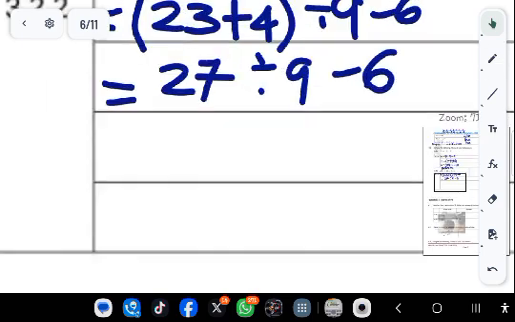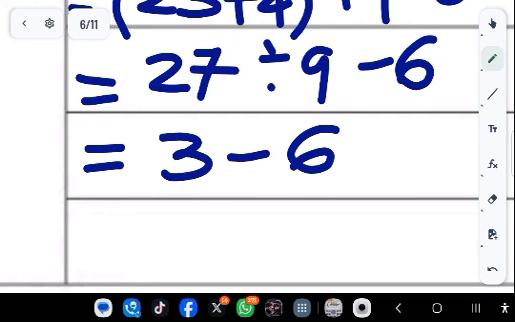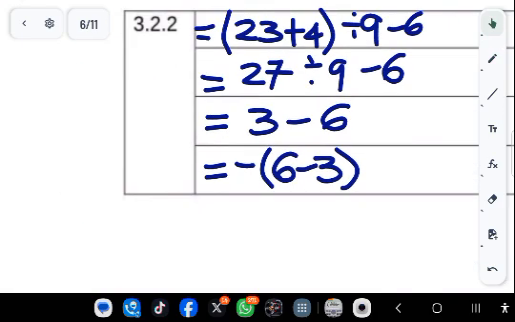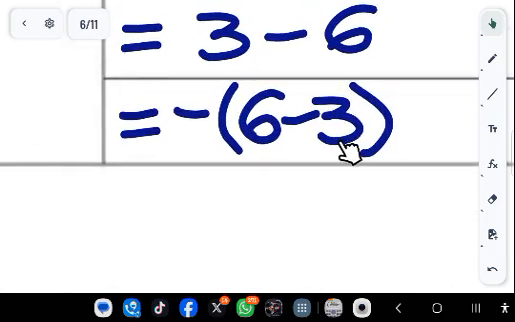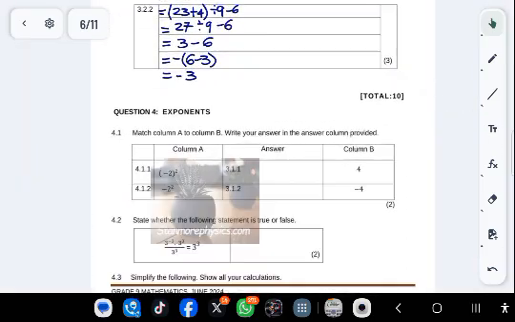Alright, so that is equal to 3 minus 6. 3 minus 6 is the same as 6 minus 3, but because we're subtracting a bigger number from a smaller number, we must have a minus in front and then a bracket, and then just subtract like we would normally. So 6 minus 3 is 3, so that will be negative 3, and that's your answer, and that's how you get the answer.